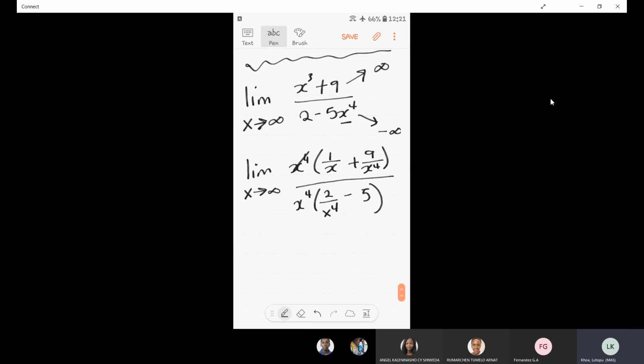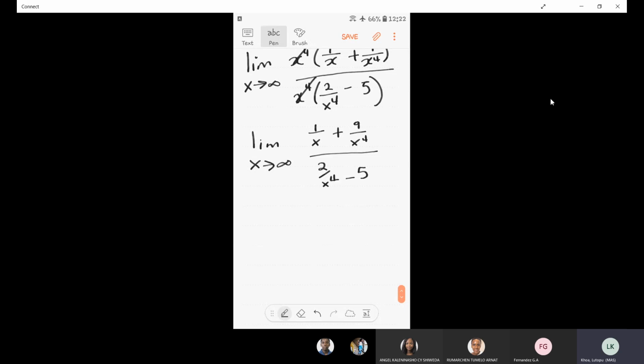Okay, these two will cancel. I will be left with the limit as x goes to infinity. In the numerator I have 1 over x plus 9 over x to the power of 4. In the denominator I have 2 over x to the power of 4 minus 5. Okay, and then what we observe is, if x is getting bigger and bigger, this 1 over x is actually going towards 0 because we're dividing 1 by a number that is getting bigger and bigger.